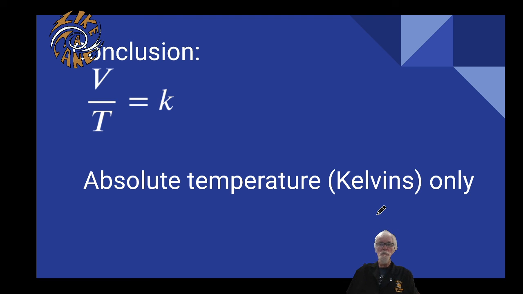Now, it's very important to point out that you have to use absolute temperature, the Kelvin scale, for this model to work. Here's an example of what I'm talking about. You might think that going from 50 degrees C to 100 degrees C doubles the temperature, and so the volume should double. But that's not true. 50 degrees C is 323 kelvins, and 100 degrees C is 373 kelvins. 373 is not double 323. So it's easy to fool yourself if you don't convert your temperatures into kelvins before you use this model.